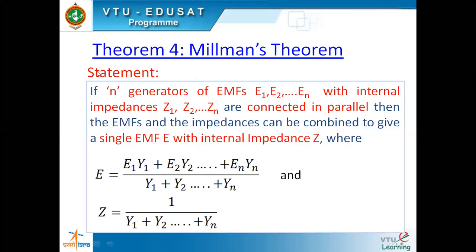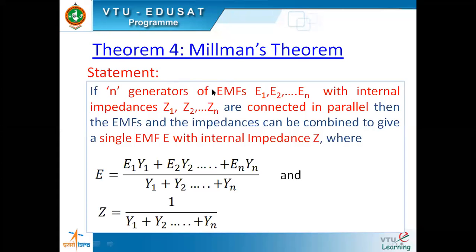Look at this. Everybody listen to this very carefully. If n generators of EMFs, understand, generators means here the voltage sources. EMFs means voltages. Understand that? Generators means the voltage sources. EMFs means the voltages that this particular generator is providing.